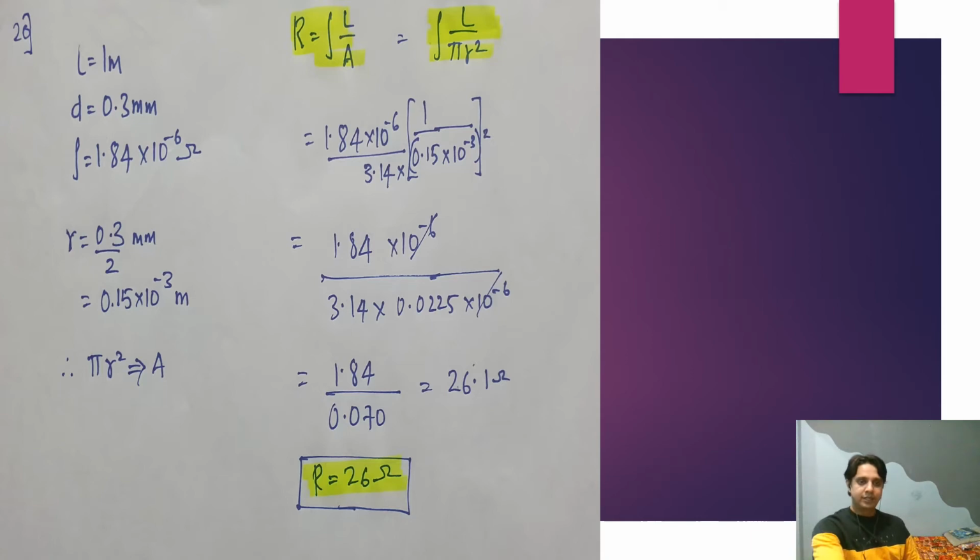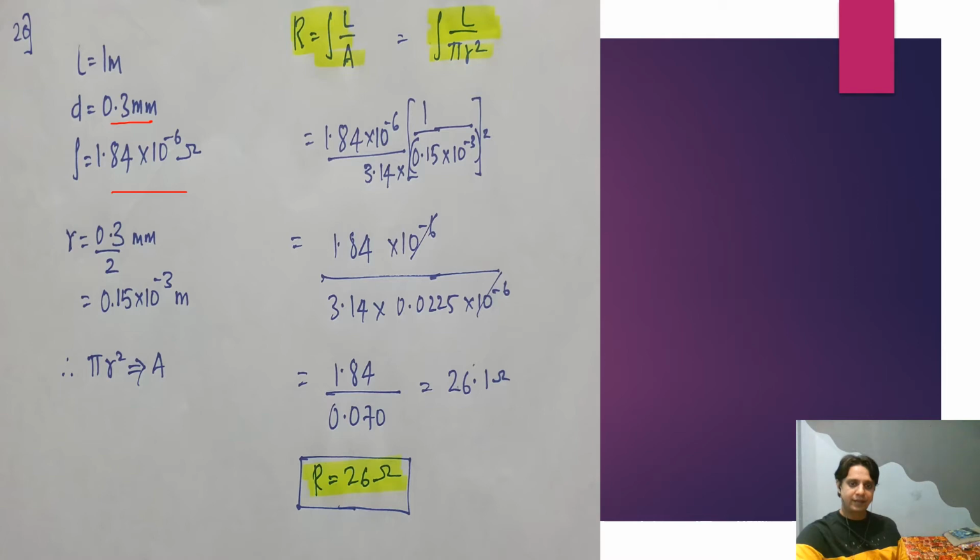20th one, the resistivity of manganese wire of length 1 meter is 1.84 into 10 to the minus 6 ohm meter at 20 degrees centigrade. If the diameter of wire is 3 into 10 to the minus 4 meter, what will be the resistance of the wire with temperature? So they have given resistivity as 1.84 and diameter as 3 into 10 to the minus 4, which is 0.3 into 10 to the minus 3, which is 0.3 mm.